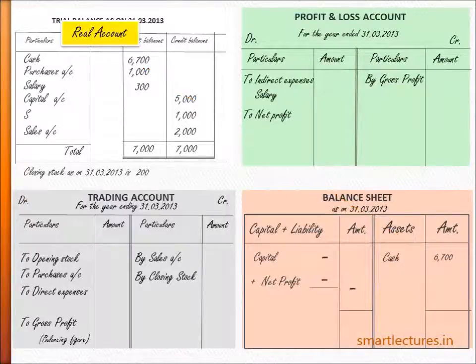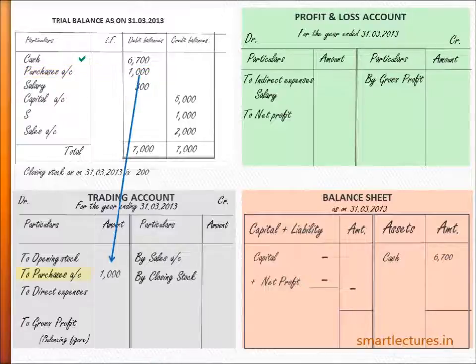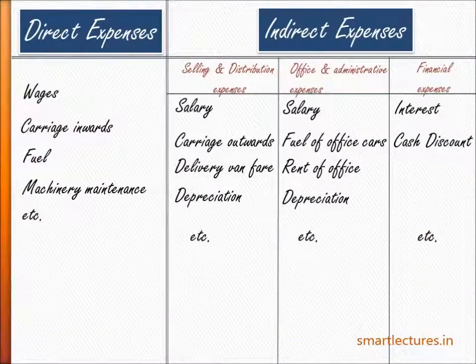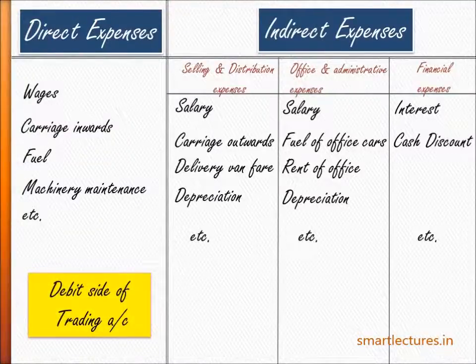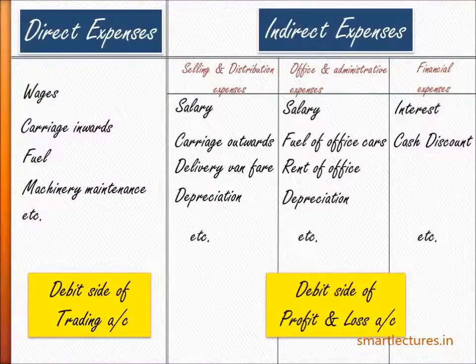Then purchases. It's a debit item. It will go to the debit side of trading account. So to purchases. Then salary account rupees 300. It's a debit item. It will go to the debit of profit and loss account. Be careful. There are 2 types of expenses, direct expenses and indirect expenses. Direct expenses go to the debit side of trading account and indirect expenses go to profit and loss account.